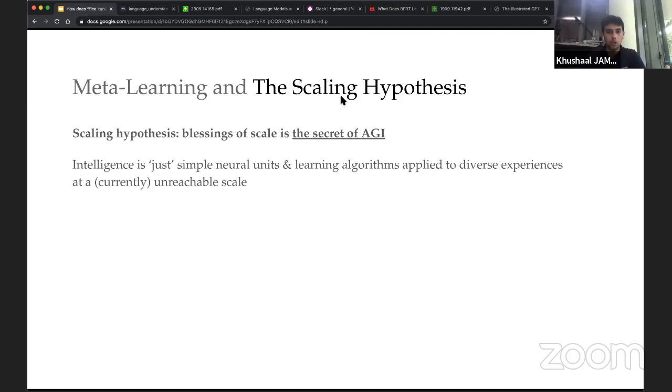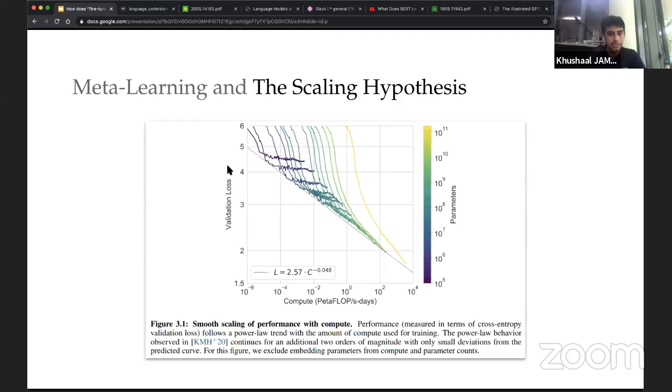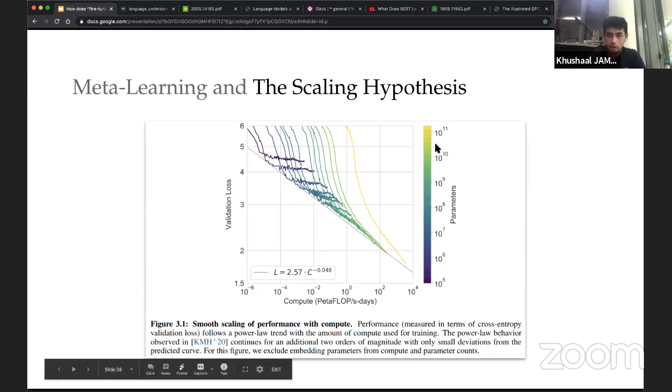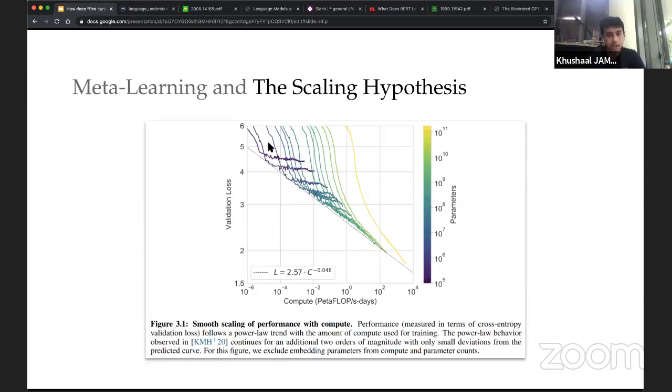If you look at this figure from the GPT-3 paper, which shows validation loss against compute, you can see that as the parameter count increases, the validation loss steadily decreases with a power law trend. And I'll leave it to you to decide what that means for the scaling hypothesis.